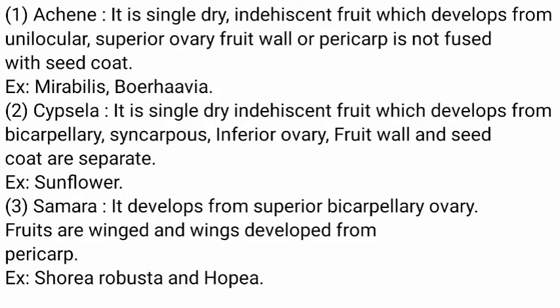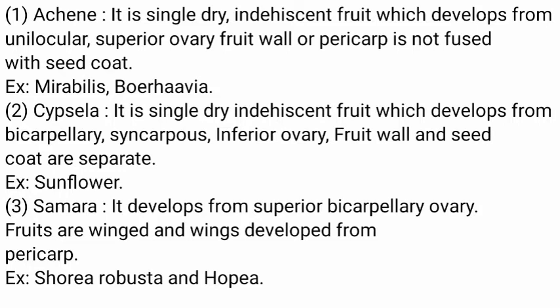Achenes. It is a single dry indehiscent fruit which develops from a unilocular superior ovary. The fruit wall or pericarp is not fused with the seed coat. Example, Mirabilis, Boerhavia. Number 2, cypsella. It is a single dry indehiscent fruit which develops from a bicarpellary syncarpous inferior ovary. The fruit wall and seed coat are separate.